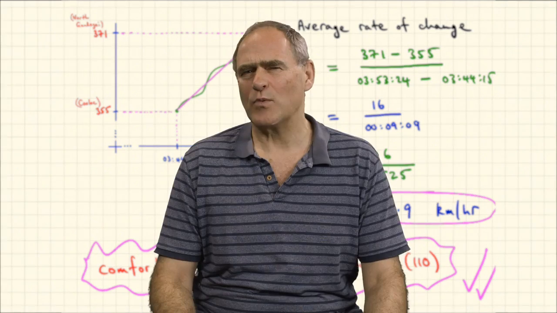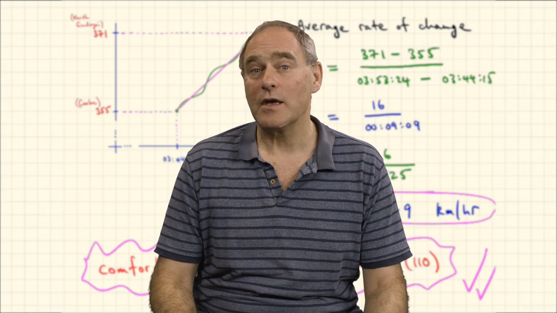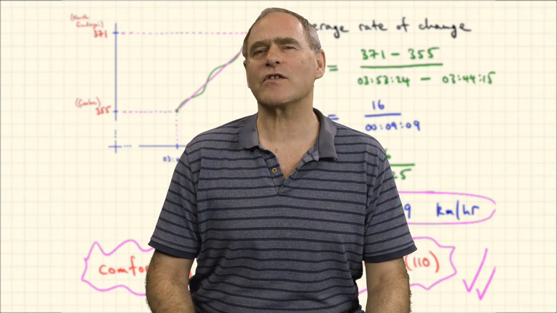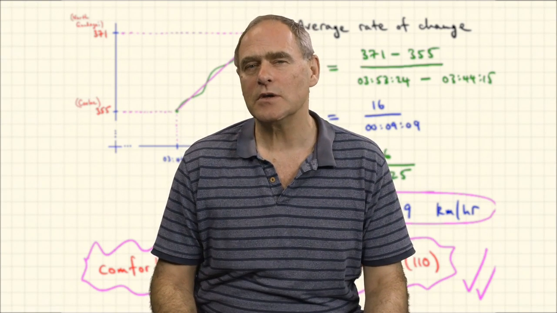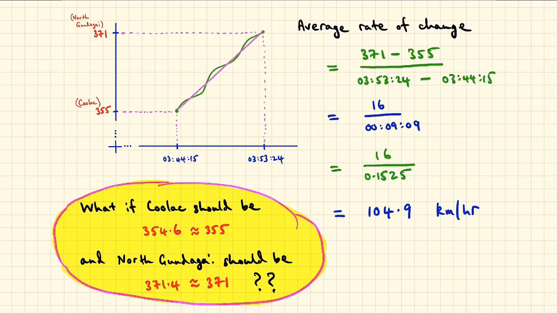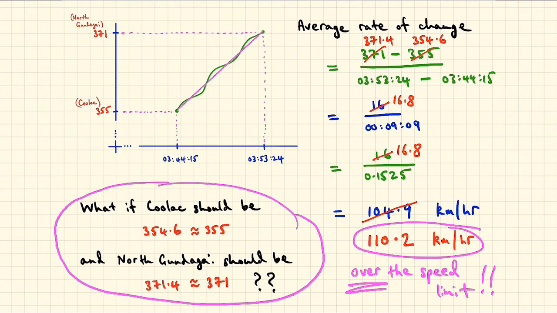limit. But we have to be cautious about accuracy. Notice that though the time has been measured very accurately, and indeed the Babylonians had a reputation for accuracy using their base 60 system, the distance on the y-axis is only quoted to the nearest kilometre. Suppose, for example, that the true distance to the camera at Kulak was slightly less than the whole number on the y-axis, and the true distance to the camera at North Gundagai was slightly more. Then we have to make some adjustments to the previous calculation. And we get an approximation of 110.2 kilometres per hour, which in fact is over the speed limit.